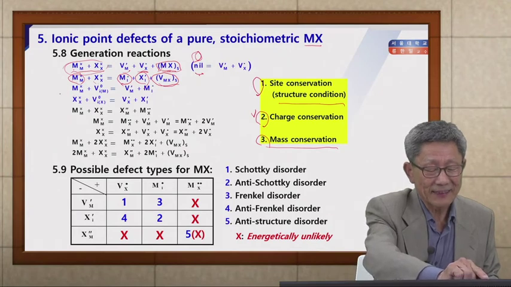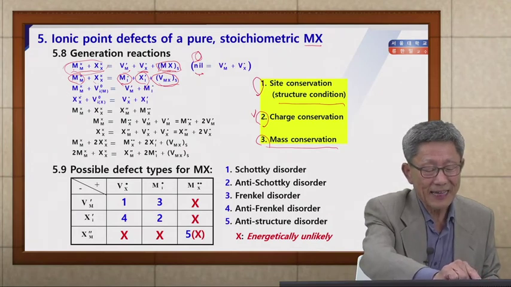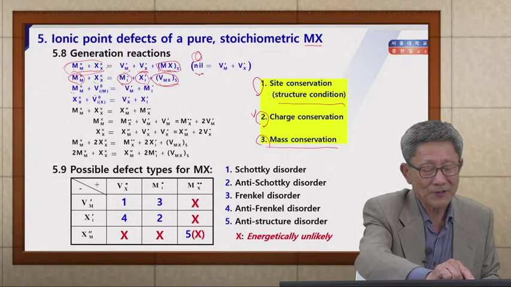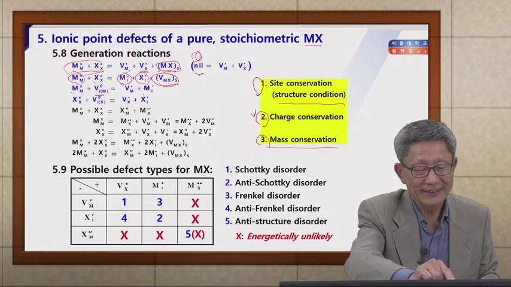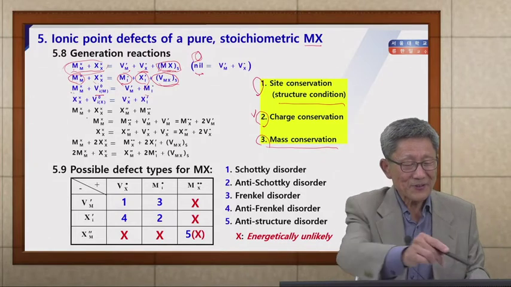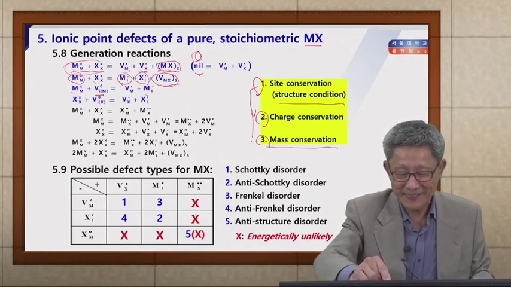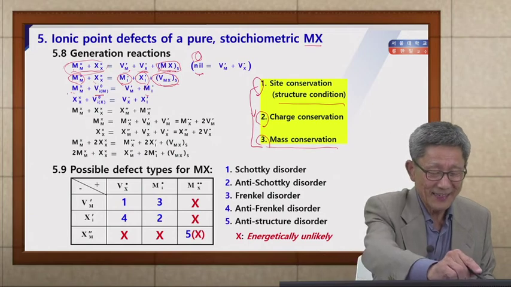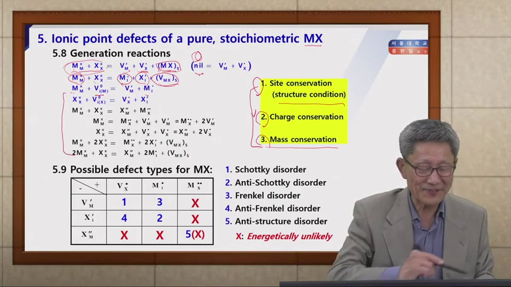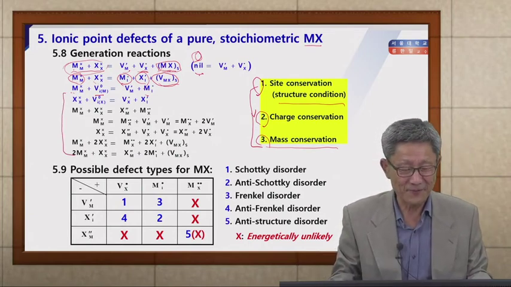Okay, another defect is, let's say regular M goes to the interstitial site, likewise. So you can actually write down the equations by considering these 3 conditions. Let me leave these defect generation equations just as an exercise for your fun.